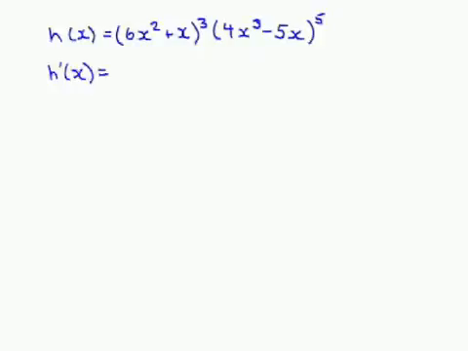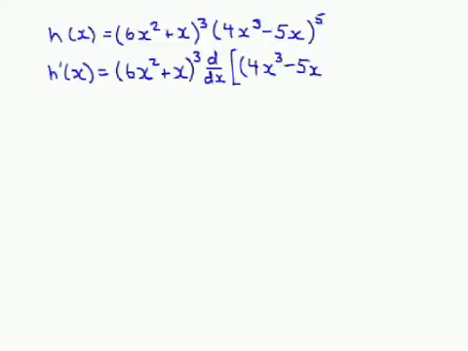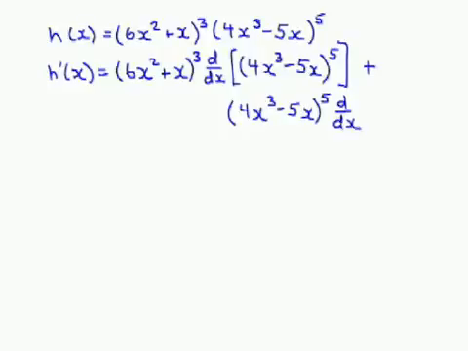h prime of x is going to equal f of x, which is (6x squared plus x) all cubed, times g prime of x, which I will just write as d dx of (4x cubed minus 5x) raised to the fifth. I'll take the derivative in the next step. Plus your g of x, which is (4x cubed minus 5x) raised to the 5, times f prime of x, which I've written for the time being as d dx of (6x squared plus x) all cubed. I'll take the derivative in the next line.